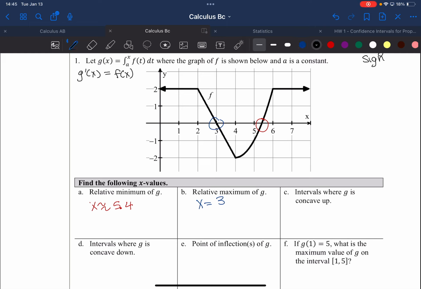Okay. Part C says intervals where g is concave up. So remember, if g is concave up, that means we are talking about when g double prime is greater than 0, or in other words, when f prime is greater than 0. Okay. Which means the slope on this graph of f is positive. It's greater than 0. What would that interval be? 4 to 6. Okay, 4 to 6. That is right here. That's the only one that is positive. Okay, and positive slope.